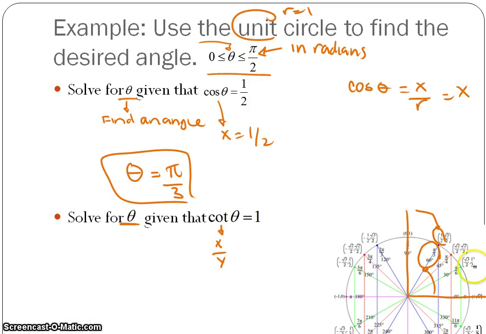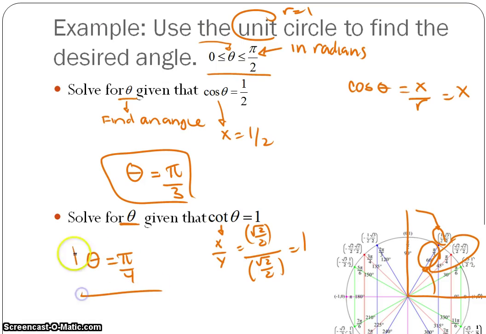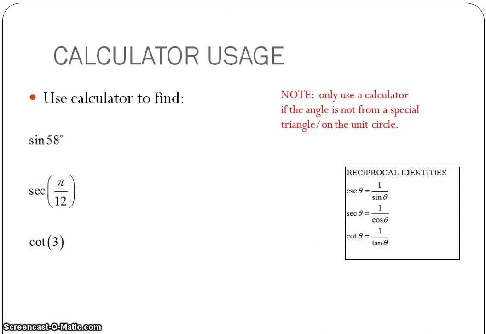So I'm going to take my x over my y, and I see over here for the 45-degree angle, if I take my x-coordinate, root 2 over 2, over my y-coordinate, root 2 over 2, the same thing over the same thing reduces to 1. So that is at the angle theta equals 45 degrees, or in radians, pi over 4. Okay, so cotangent of pi over 4 is 1. That is using the unit circle in reverse, essentially finding the angle given the x or the y coordinate or the ratio.